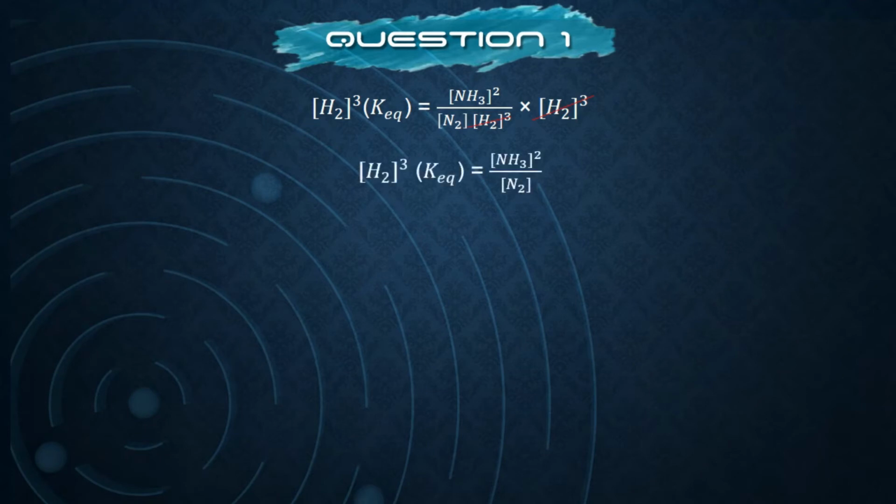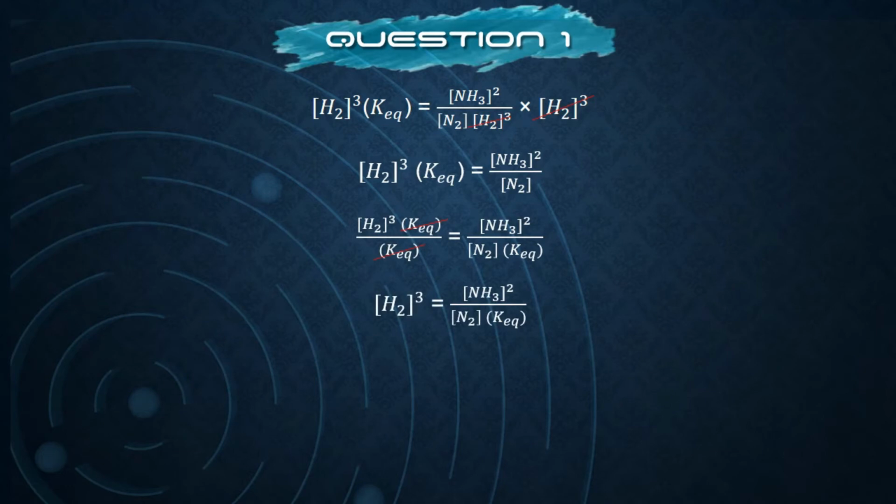Now we have KEQ and H2 cubic at the left side. We have to divide both sides by KEQ so that we will have H2 cubic only at the left side. To make it H2 only, we have to get rid of the power of 3, so let's cube root both sides, and finally we have H2 as the subject.